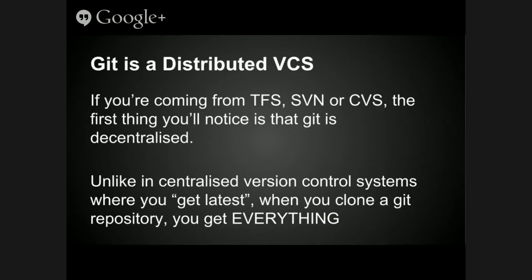In centralized version control systems, when you get latest, there's a server somewhere with all your source code, and you pull the latest version of the software. What you actually get is the exact latest copies of files that were checked into the source control system. No history, nothing. You just get the last snapshot. In Git, you get everything.